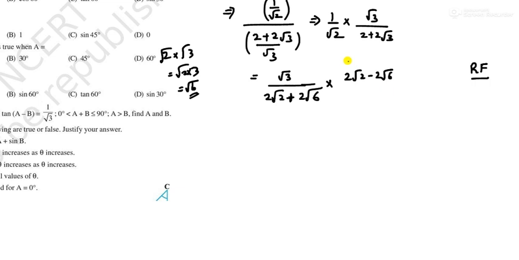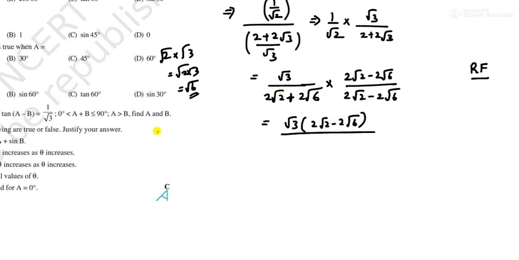This will be its rationalizing factor. You have to multiply and divide it by it. Okay? Like this. So now multiply this. So here you will get root 3 into 2 root 2 minus 2 root 6 whole divided by, now if you look at this, this is in the form of a plus b into a minus b, right? What is this? This is equal to a square minus b square.